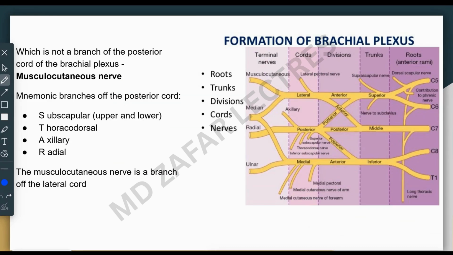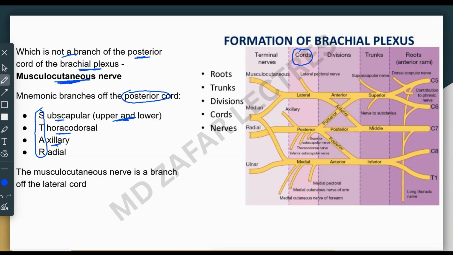Which is not a branch from the posterior cord of the brachial plexus? The musculocutaneous nerve arises from the lateral cord, as I've explained in the previous MCQs. So what is the mnemonic for the branches from the posterior cord? We have STAR. So we have the subscapular, upper and lower subscapular nerves, thoracodorsal, axillary, and the radial nerve. Regarding the brachial plexus, you should be very clear which cord is giving which branch, because these are frequently tested in the MCQs.